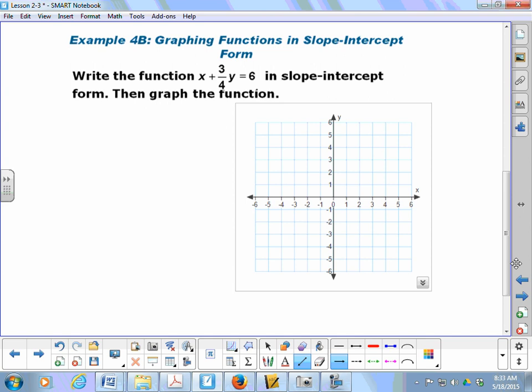All right, here we have x plus 3/4 y equals 6. So first we've got to get it into slope-intercept form. So we want to get the part with the y by itself first. So what do I do first, Cole? You want to put all that on the other side, or you want to get rid of? Good. All right, so we're going to subtract x first.